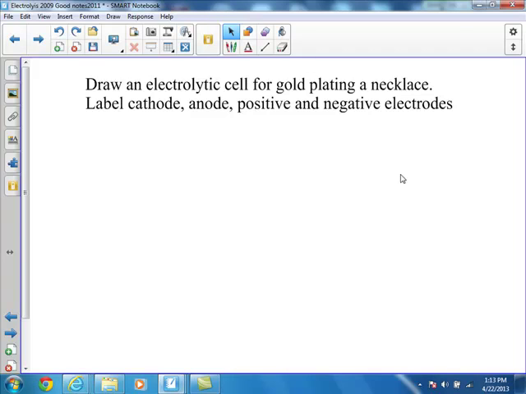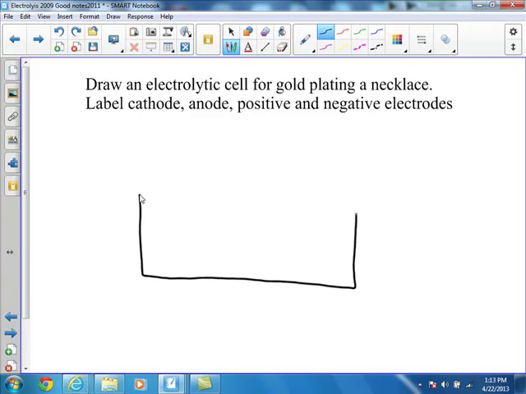Okay, so do you have this drawn? Okay, so you have a container drawn? Yeah. Okay, you have a power supply drawn. Yes. Okay, what side did you put negative and positive on? Negative, positive. Okay, you have a solution, correct? Okay, so we are gold plating a necklace. So what is in the solution?